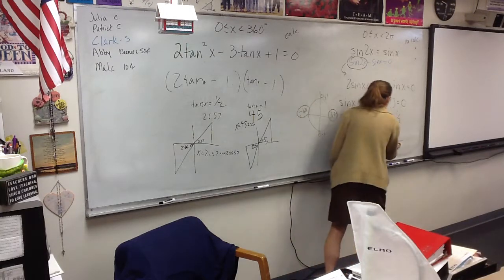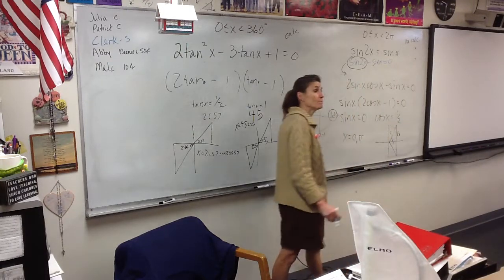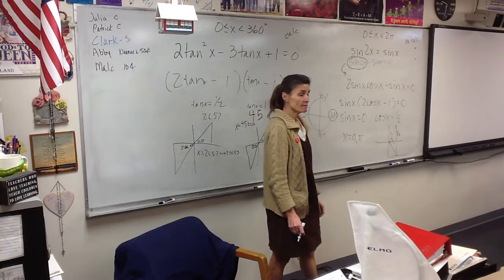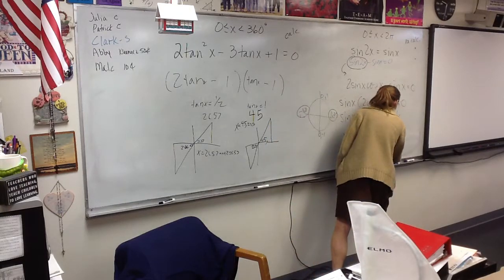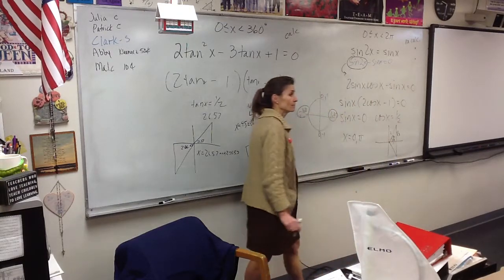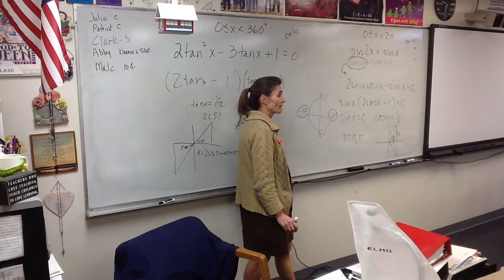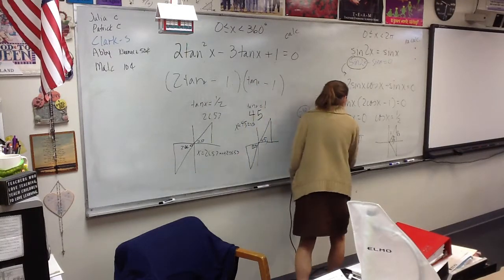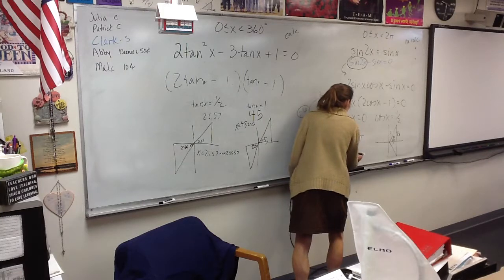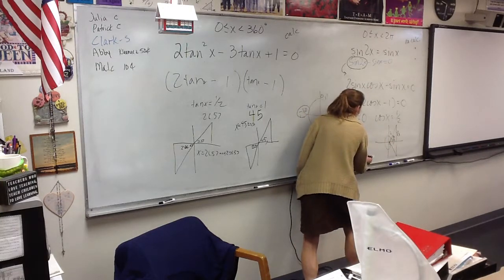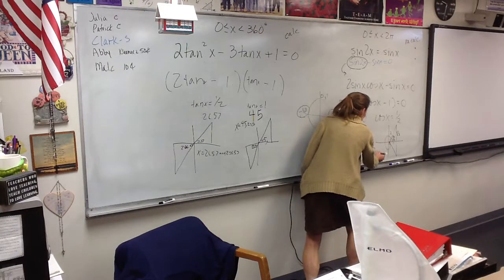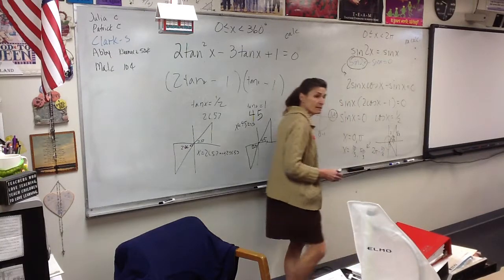How big is my angle? In degrees, it would be 60, which is a third of 180. So what are my two answers? Pi over 3 and 5 pi over 3, which you got by taking 2 pi minus pi over 3.